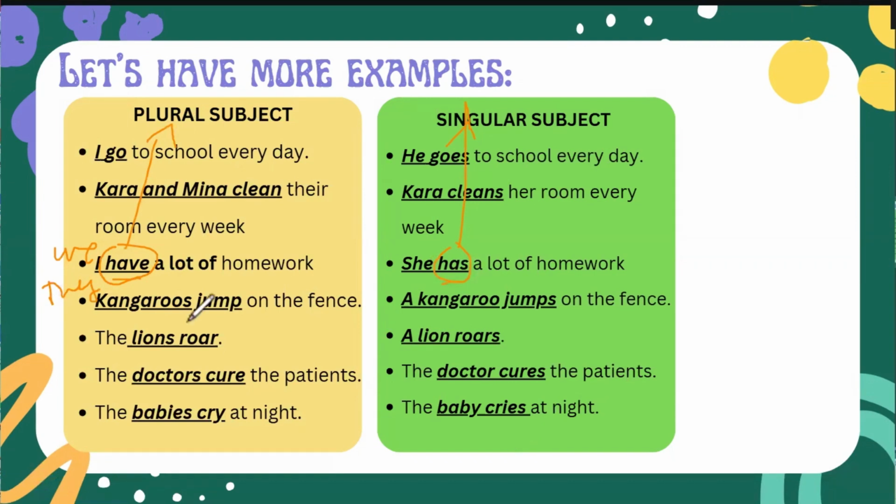Okay, next we have kangaroos, may S. So plural siya, so walang S ang ating verb. Kangaroos jump on the fence. A kangaroo, that's only one. We will add S: a kangaroo jumps on the fence.